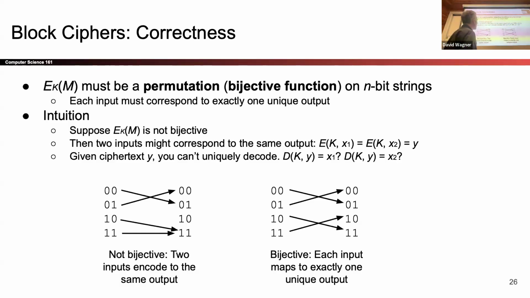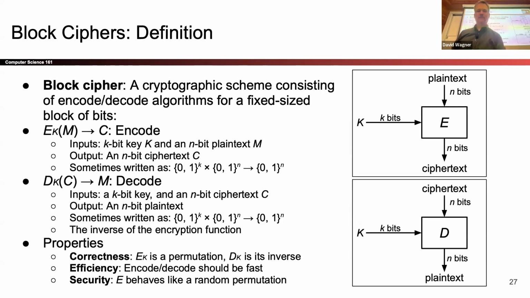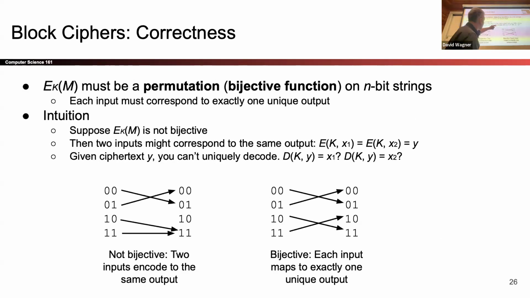But so far I haven't said anything about a key. So where does the key come in? The place the key comes in is that each key implicitly defines another one of these permutations. Okay. So for a particular key, a particular mapping, but for a different key, you get a different map.